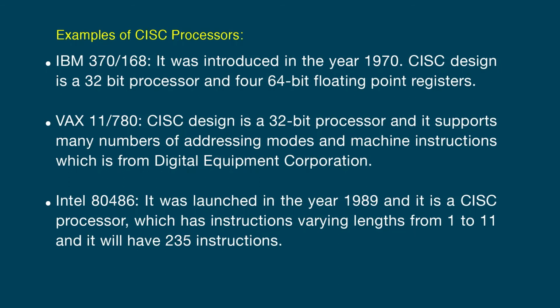Examples of CISC processors are the IBM 370-168, introduced in the year 1970. It is a CISC design with a 32-bit processor and four 64-bit floating point registers. The VAX 11/780 is a CISC design with a 32-bit processor and it supports a large number of addressing modes and machine instructions, and is from Digital Equipment Corporation. The Intel 80486 was launched in the year 1989 and is a CISC processor which has instructions of varying length from 1 to 11 bytes, and it has 235 instructions.